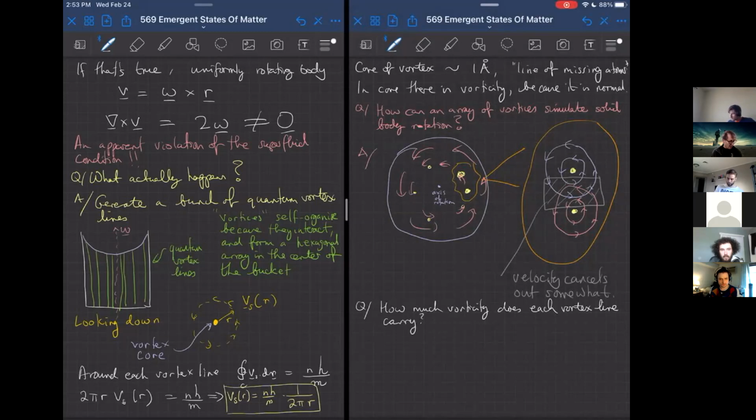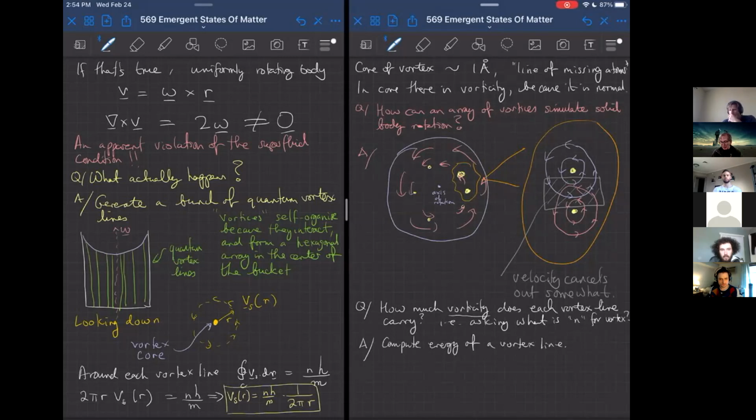And so the way we're going to answer this is by computing the energy of the vortex line. And when I say how much vorticity, by vorticity I mean the circulation. So this question is essentially the same thing as asking what is the value of n? So that's what we want to know.